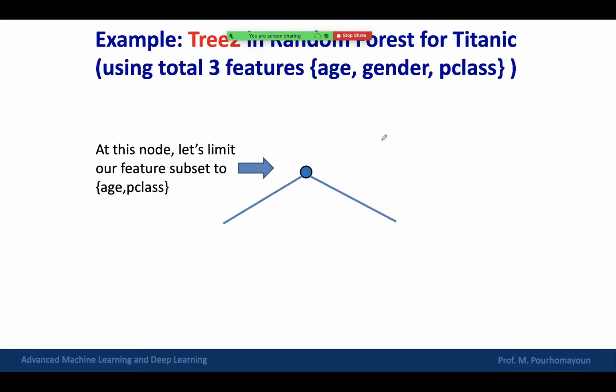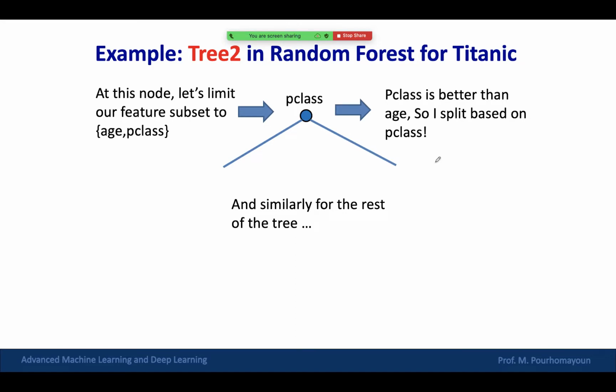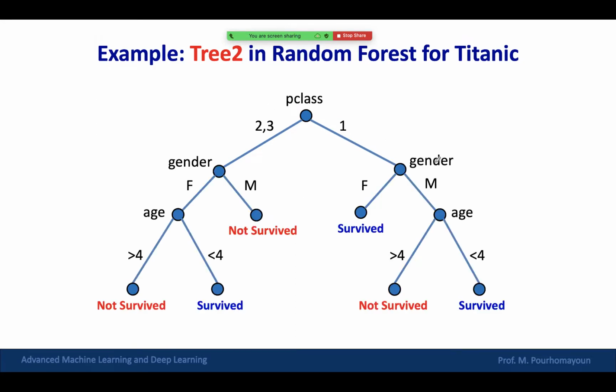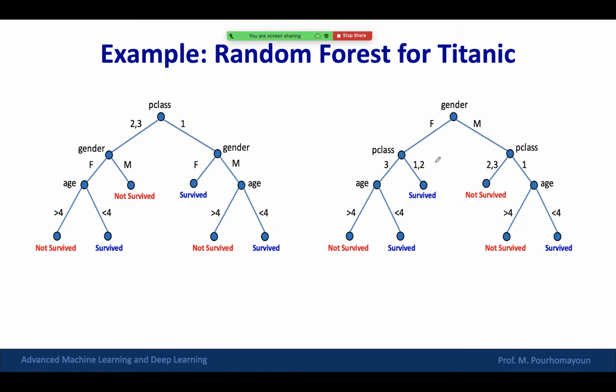For the second tree, I provide 2 other features to my tree and ask it to select the best of them. Passenger class is the best of these 2. I put it here on top and build the rest of the tree. So now, as you see, I have 2 trees that are completely different from each other. Look, the structure of them is completely different. So this was a very novel idea. It was a very cool idea to make sure that our trees are as different as possible.